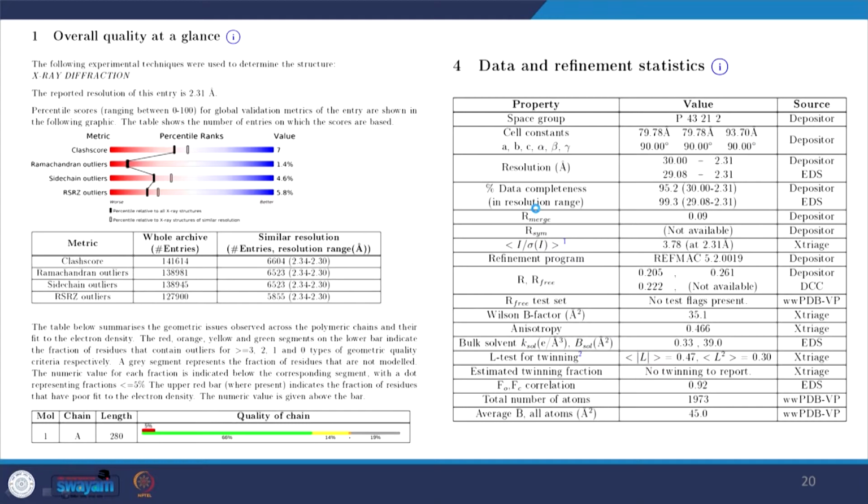Also the table here you see, you could see the summary of geometric issues which are observed across the polymeric chains and their fit to the electron density. So, where you see the green is actually better, and you could see all the reason of the colorings.